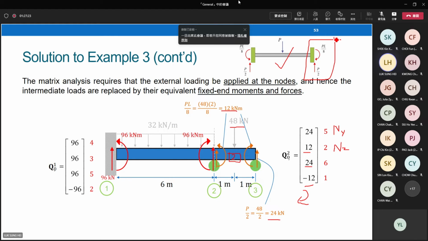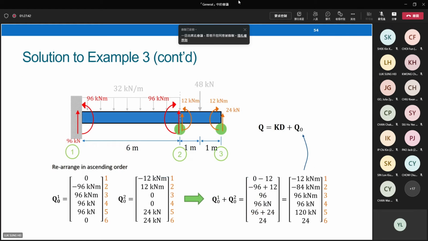Ny, Nz, Fy, Fz. Next, we have to combine Q1, Q2 together to form the entire Q0 vector. How to combine them together? Just add up the values if they have the same code number. You can enlarge or rearrange Q1, Q2 so that their code numbers are arranged in ascending order, 1 to 6.